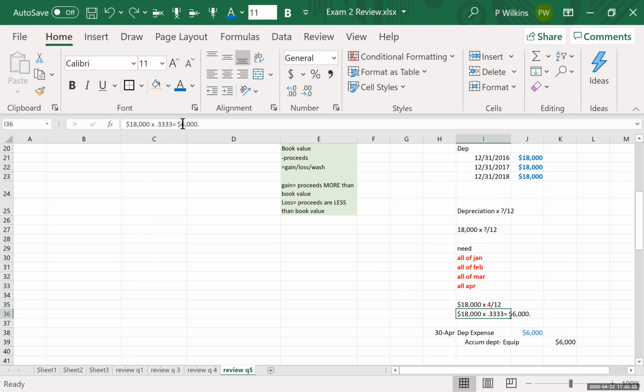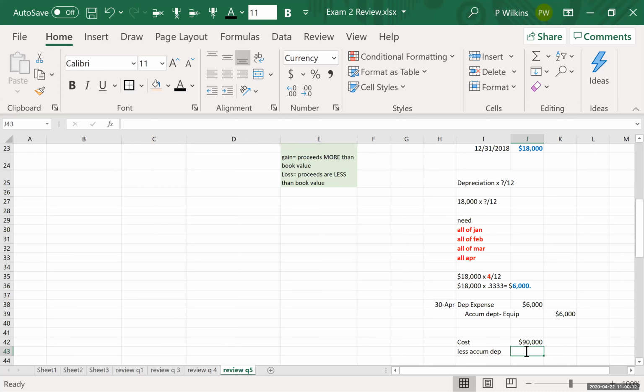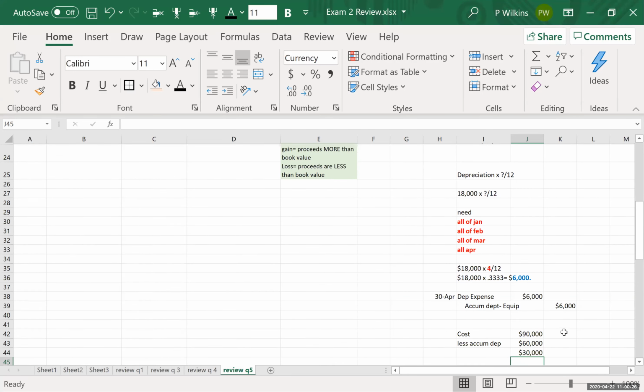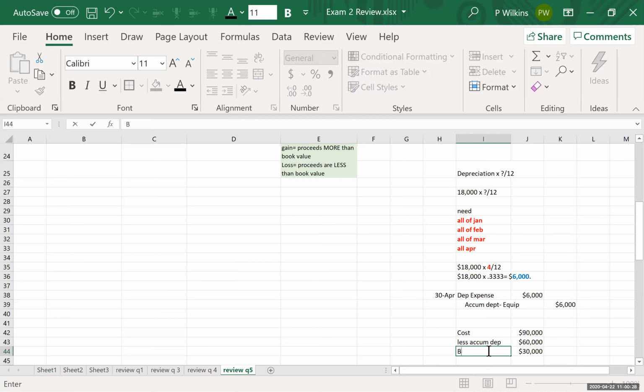Okay, plus the $6,000. So it comes to $60,000, correct? So we have $90,000 minus $60,000 gives us a book value of $30,000. Okay, so our book value is $30,000.